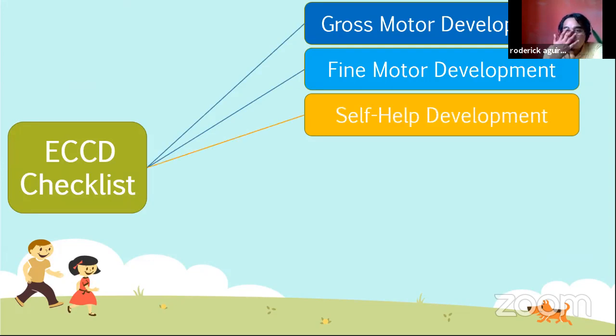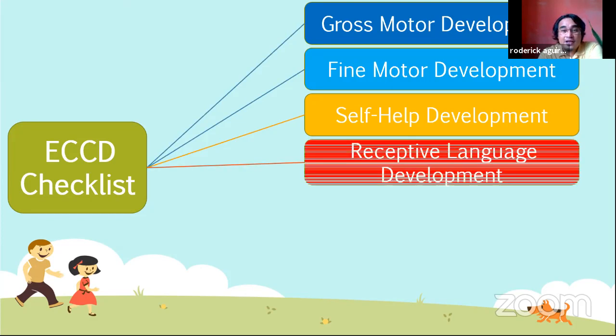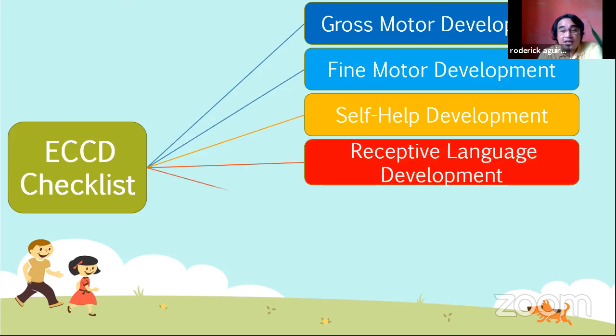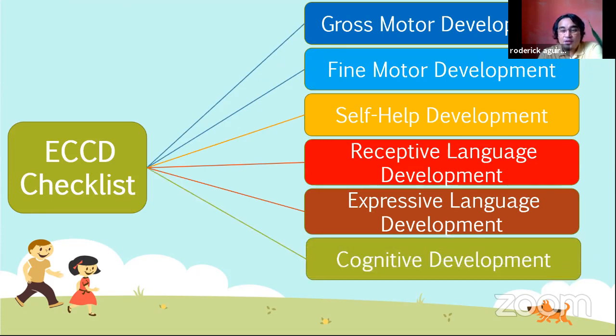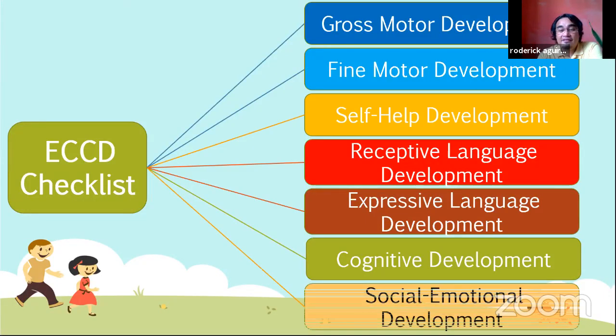Next, we have the self-help development that would fall under social emotional development in connection to physical development. And we have receptive language development, and we have the expressive language development that would fall under the language development. Okay, and then we have the cognitive development, the first domain, and finally the social emotional development. So these are the 7 domains of the ECCD checklist.